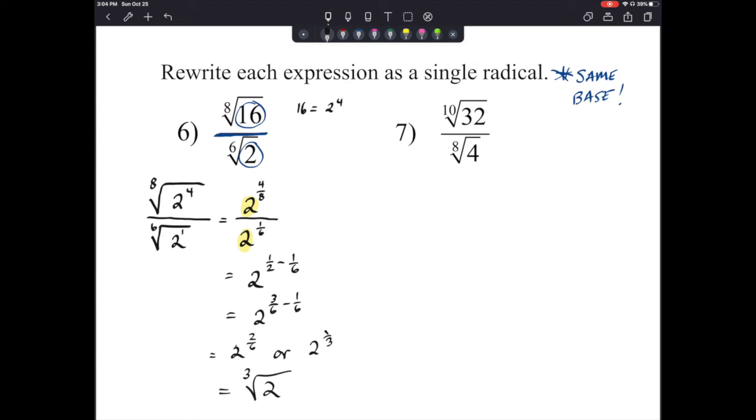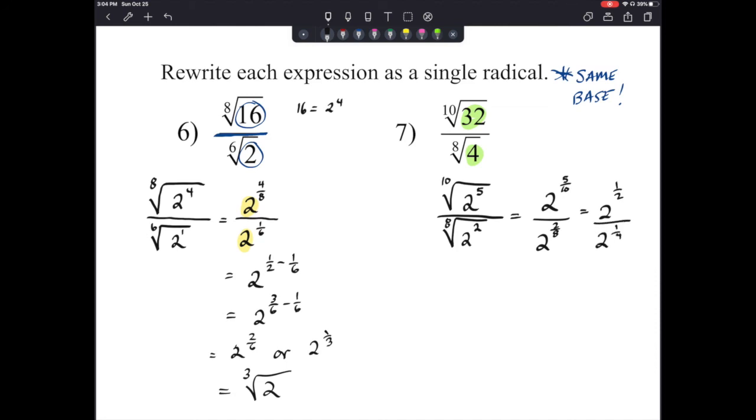We have the 10th root of 32 over the 8th root of 4. Okay, so 32 and 4 can be rewritten as the same base, right? 2 goes into each of those. So we're going to say the 10th root of 2 to the 5th power is 32 over the 8th root of, let's see, if I want to turn 4 into 2, that'd be like a 2 squared. And now we can rewrite these as 2 to the 5/10, which is 2 to the 1/2. And on the bottom, we have 2 to the 2/8, which is like 2 to the 1/4.